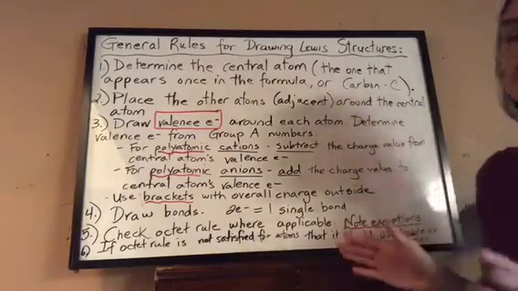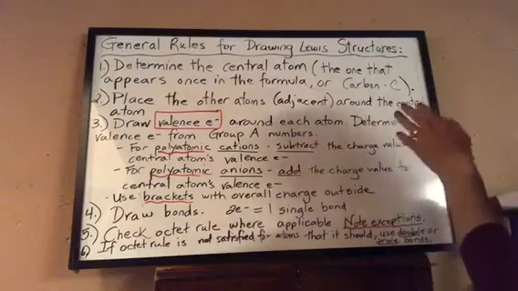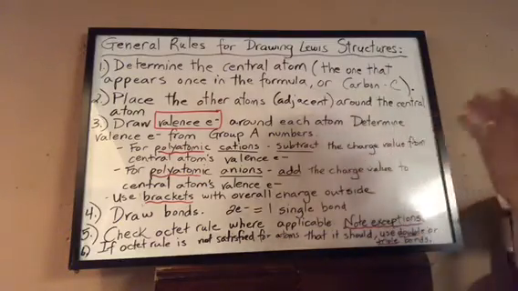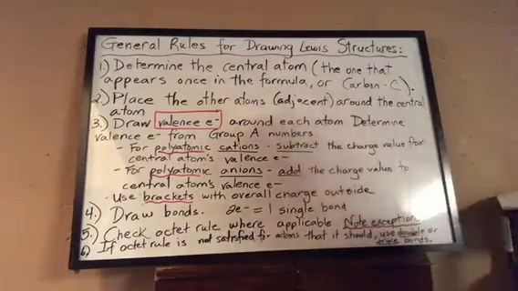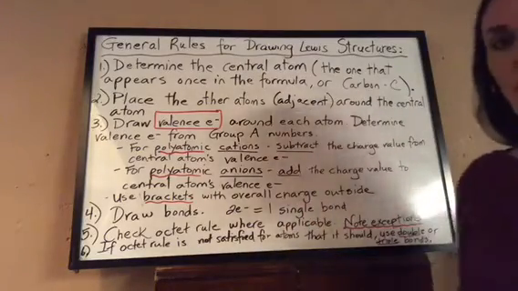So once we have the central atom identified, the adjacent atoms identified, and the valence electrons drawn out, now it's time to make the bonds. Two electrons equal one single bond.